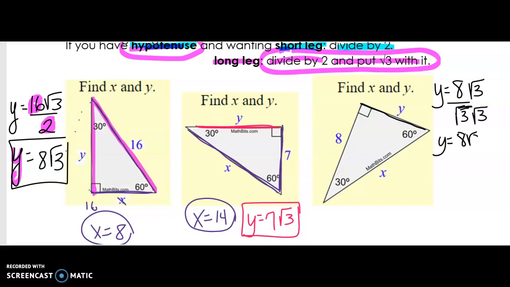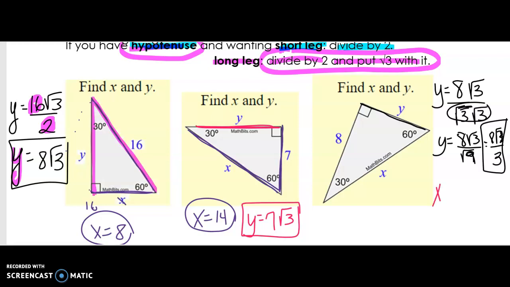So 8 square root of 3, and then you'd multiply square root of 3 times square root of 3, which is square root of 9. But lo and behold, what's the square root of 9? Just 3, okay? So there you go on that.